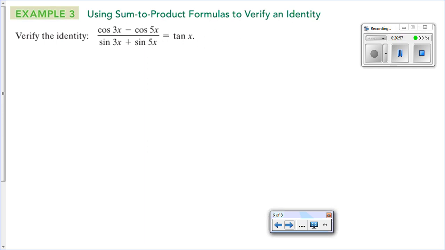So let me see, what do I want to use? Okay, so I'm going to be using the sum to product formulas. So I'm going to solve this identity, guys, and then you guys will do the next one, and then we're done with the whole lesson.